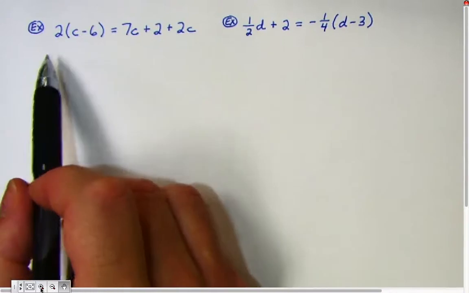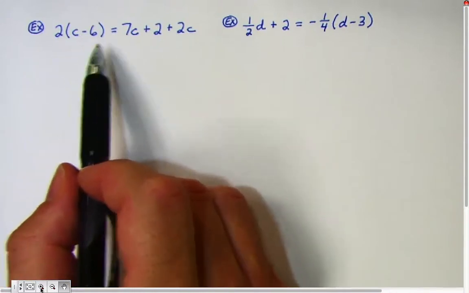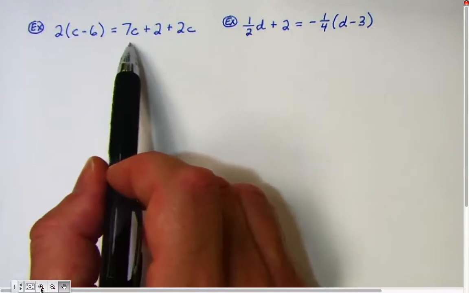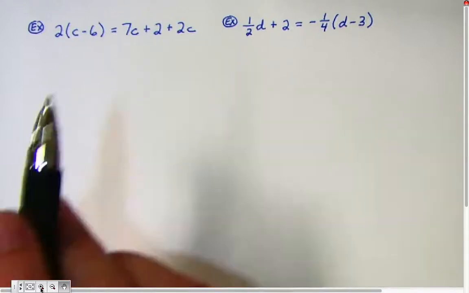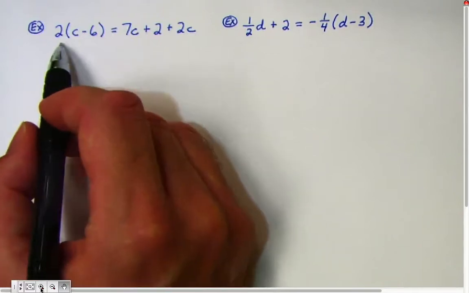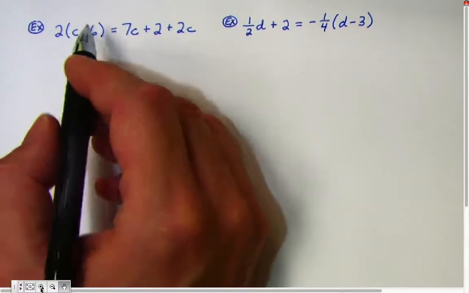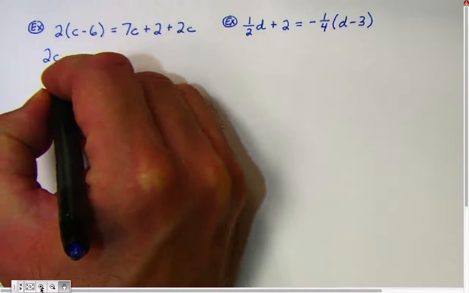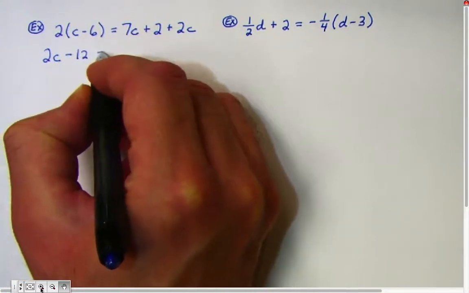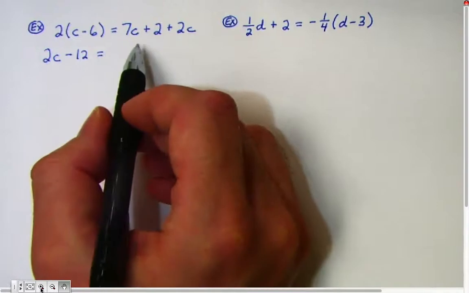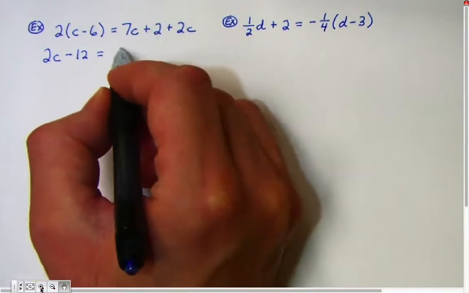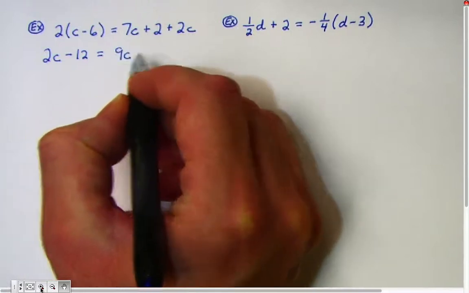In the first example, we have 2 times the quantity c minus 6 is equal to 7x plus 2 plus 2c. I'm sorry, that was 7c plus 2 plus 2c. First, we have to distribute. 2 times the quantity c minus 6 is 2c minus 12 equals, here we have to simplify by combining like terms. 7c plus 2c is 9c, then plus 2.